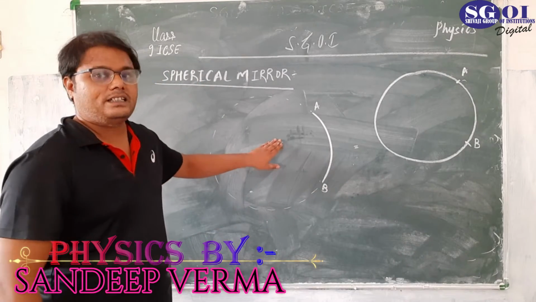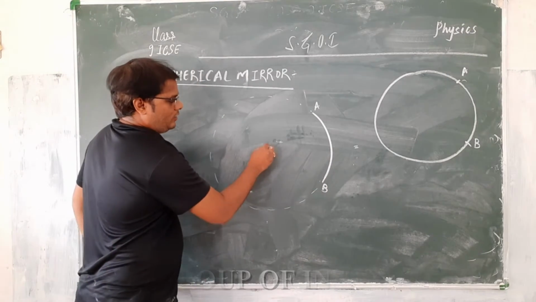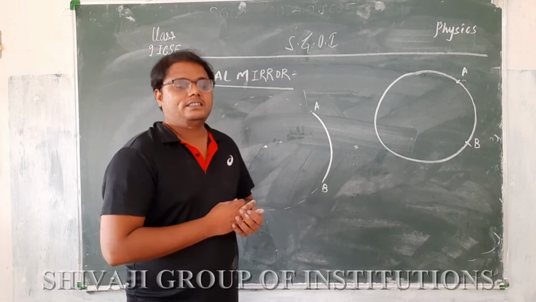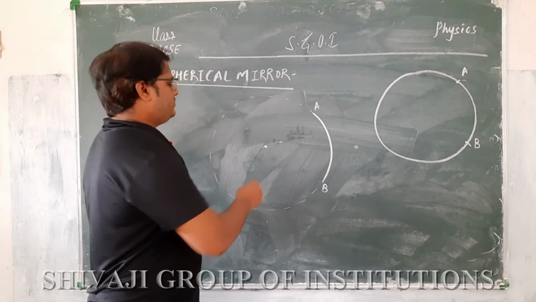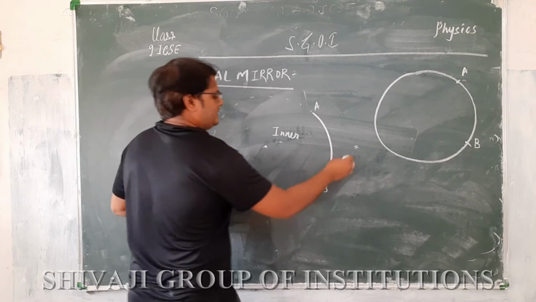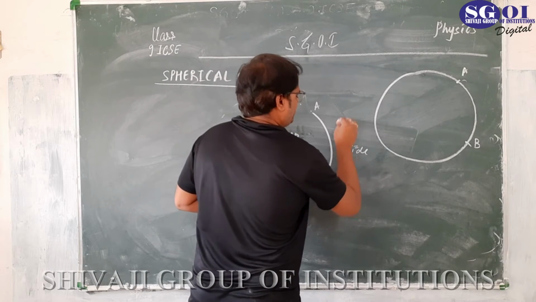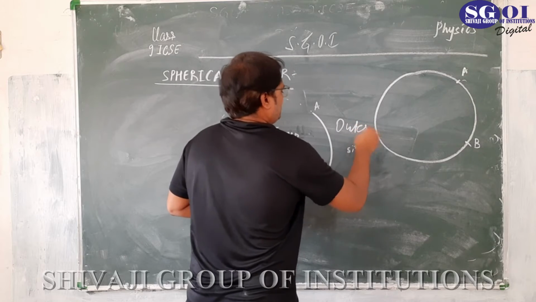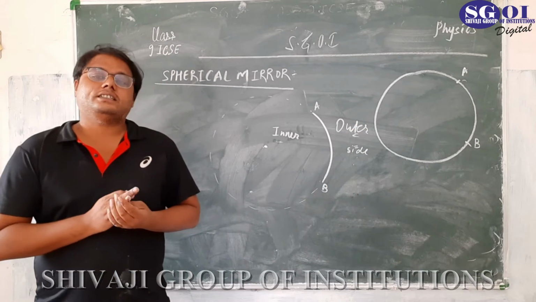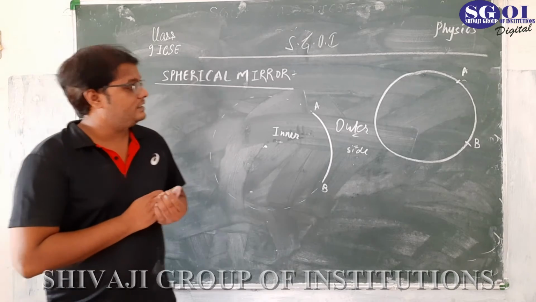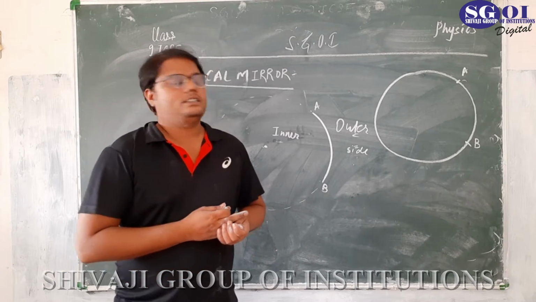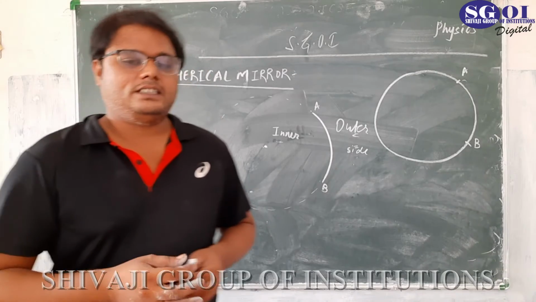So where does the center lie? Center lies this side, obviously. So the side where center lies is called inner side. So this side is inner side and this side is outer side. The side where center lies is known as inner side, and the side where center doesn't lie, or opposite to the inner side, is called outer side.